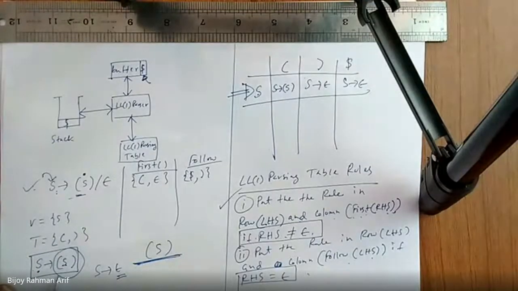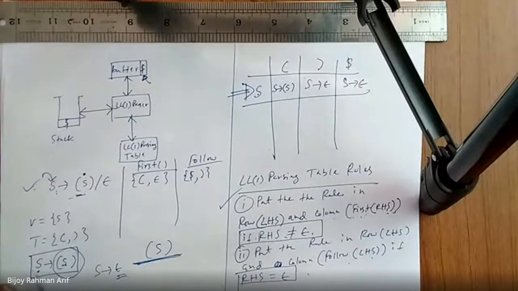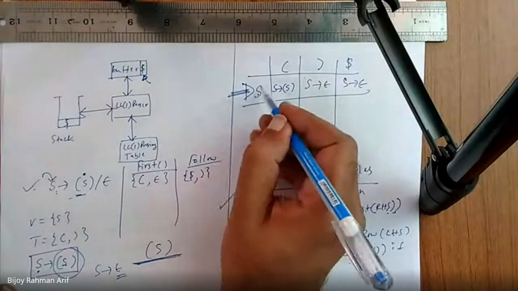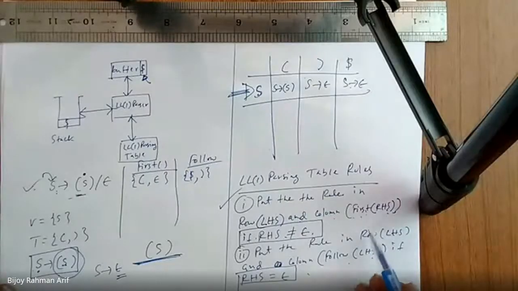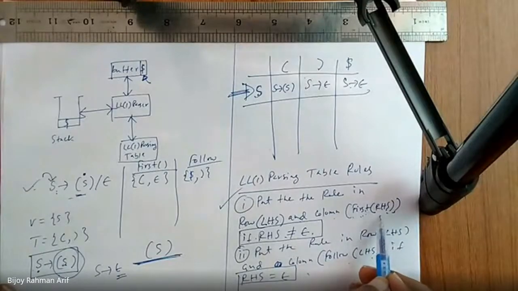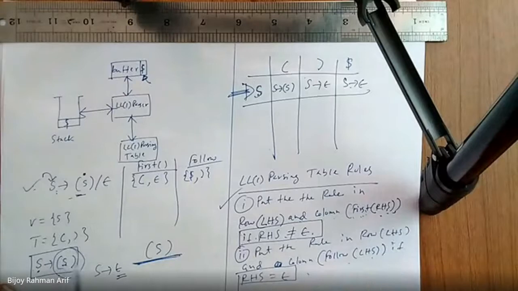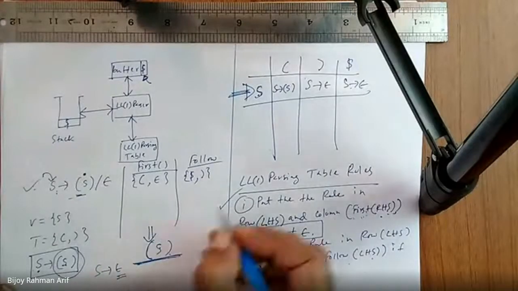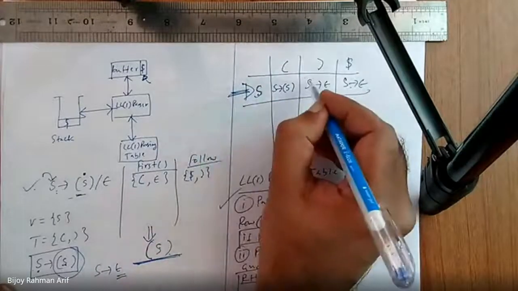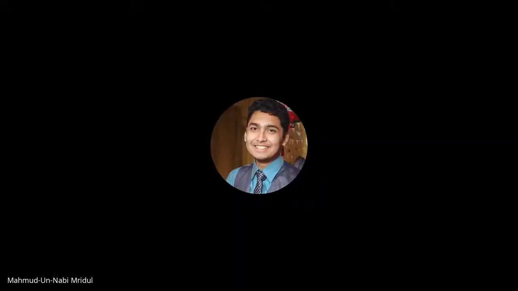The right hand side in this case is not epsilon. So take row of LHS, so row of S. What would be the column? Column would be first of RHS, not first of LHS. What is RHS? Open parenthesis. What would be the first of this? Only this parenthesis. So put this production in this row, this column. Is that clear? Yes, sir.